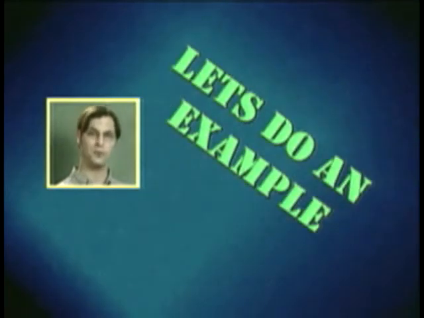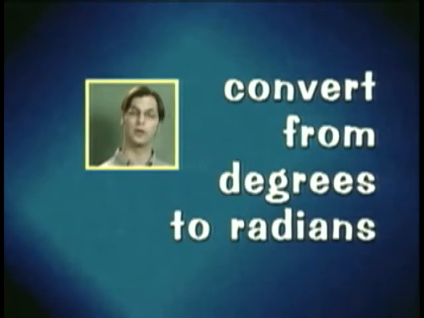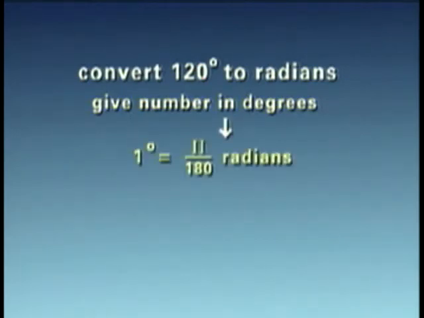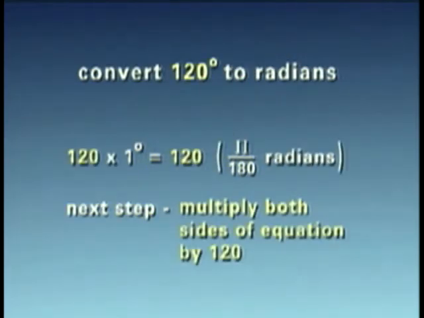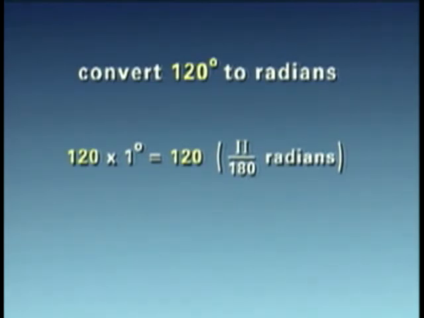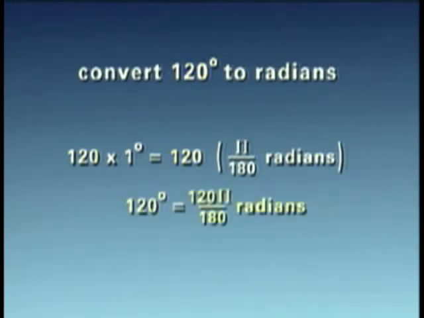So let's do an example where we convert from degrees to radians. We'll convert 120 degrees to radians. As we said, when you're given a number in degrees, use this formula: 1 degree is equal to pi over 180 times radians. The next step, as you might remember from algebra, is to multiply both sides of the equation by 120. Remember, anytime you alter one side of the equation, you have to do it to the other side too. So now multiply each side of the equation by 120. You get 120 degrees is equal to 120 times pi over 180 radians.